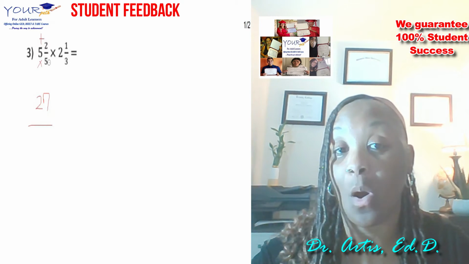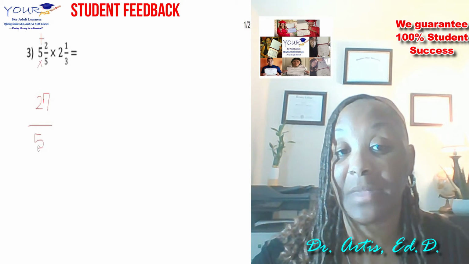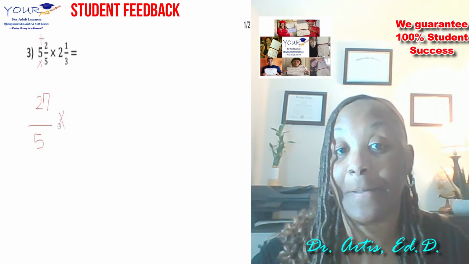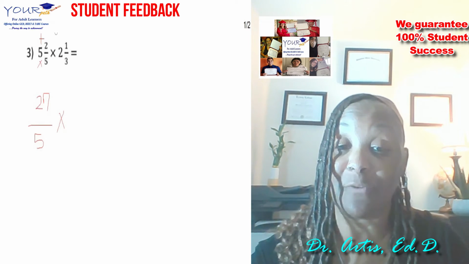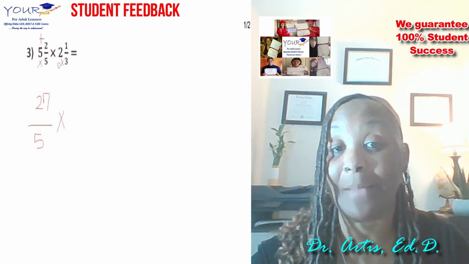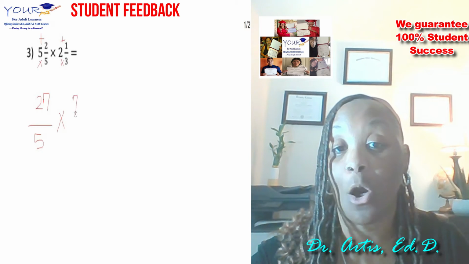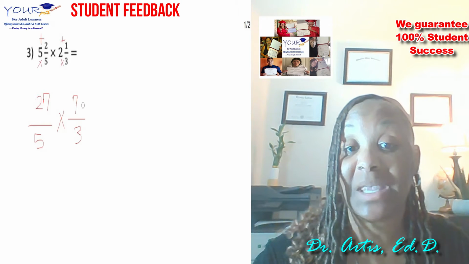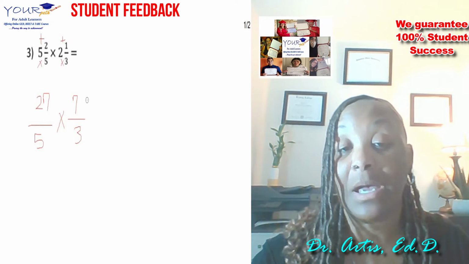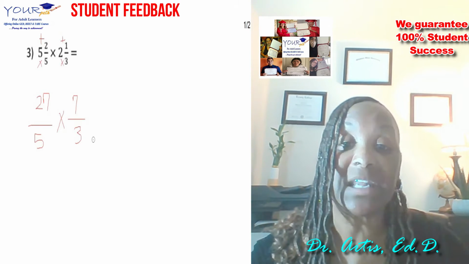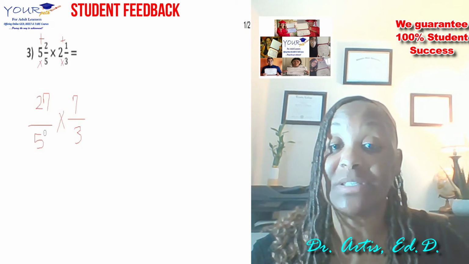And then your denominator will always remain the same, which is 5. This is an improper fraction. You're going to multiply that. You're going to convert this mixed number fraction into an improper fraction by multiplying. 2 times 3 is 6, plus 1 is 7. So that will be 7 over 3. An improper fraction means that your numerator is larger than your denominator, as opposed to your numerator being smaller than your denominator. So now that we have done this, you're going to multiply.